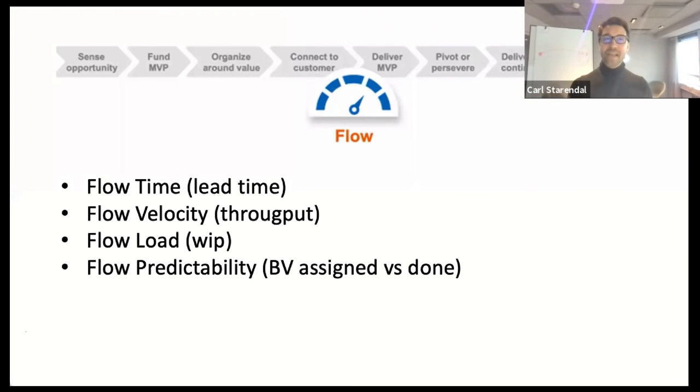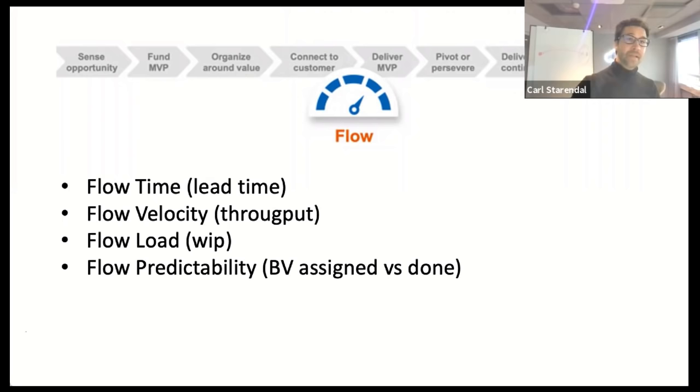So that balances now. If you're seeing a low flow predictability, you might want to start tweaking your flow load. Start reducing the amount of ongoing features to get the predictability up, flow time down, and throughput up. So you can then balance these to each other.